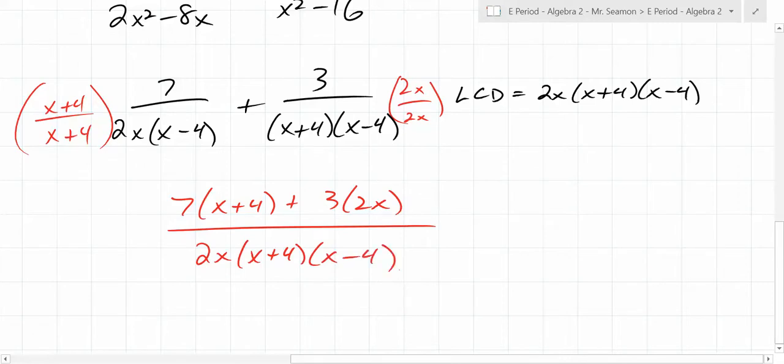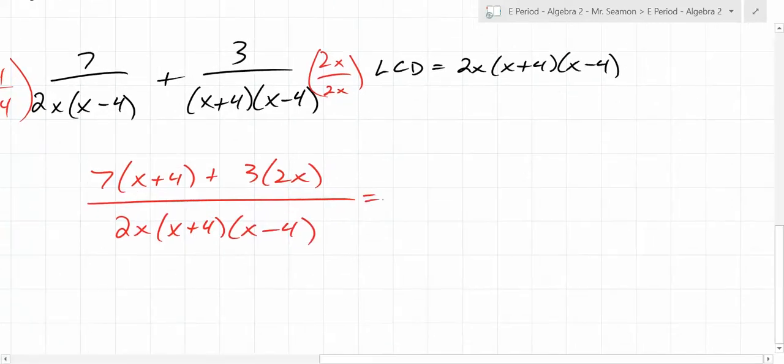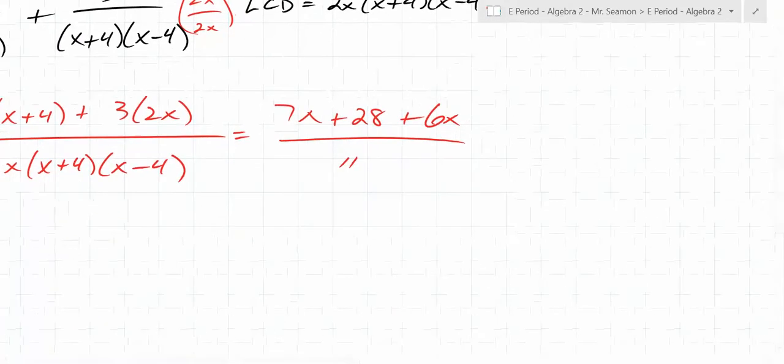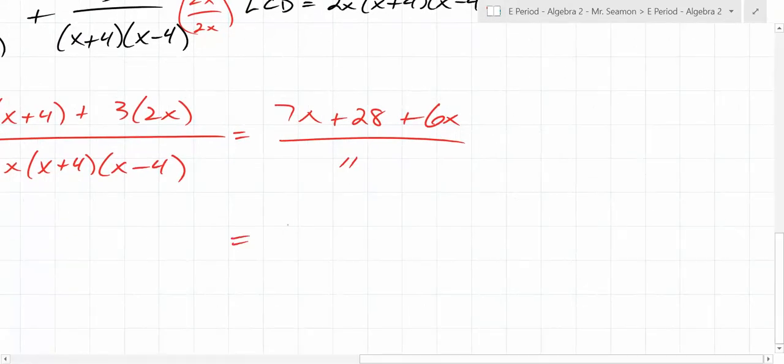We're not done yet because what should we do? Multiply. No, you do not multiply unless you absolutely have to, and there's something else you can do. Well, yes, you can multiply where, though? I'm sorry. On top. I thought you meant the bottom. My mistake. So you distribute on the top, and you end up with 7x plus 28 plus 6x all over the same thing, right? What does that simplify to on top? 13x plus 28. And sometimes you can factor and then cancel something new out.